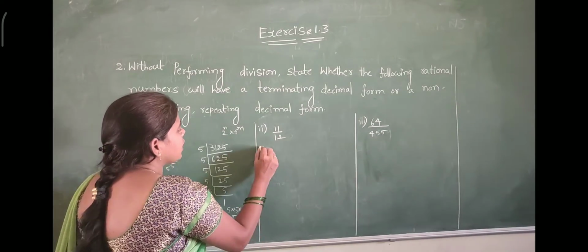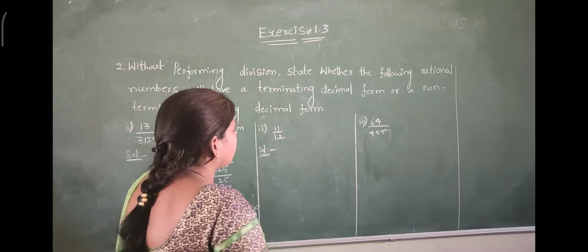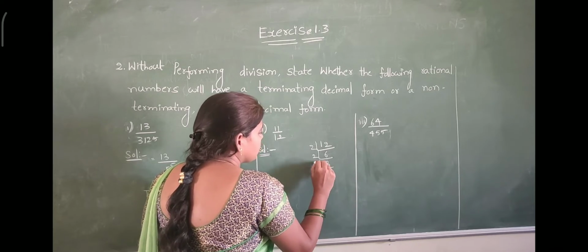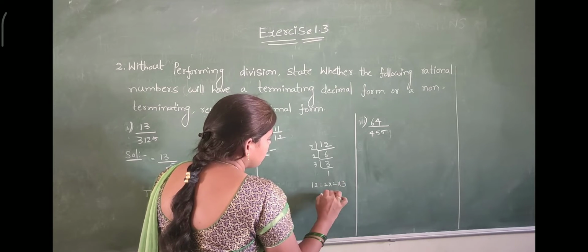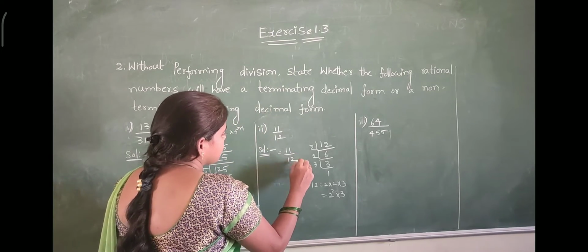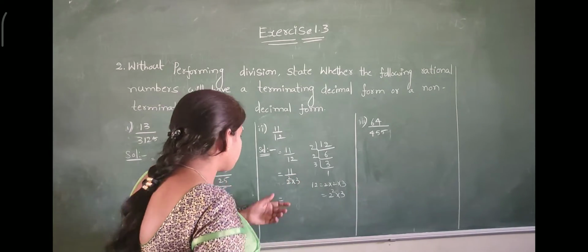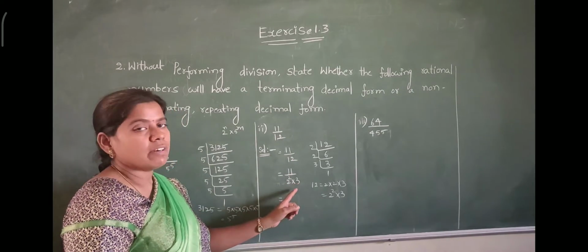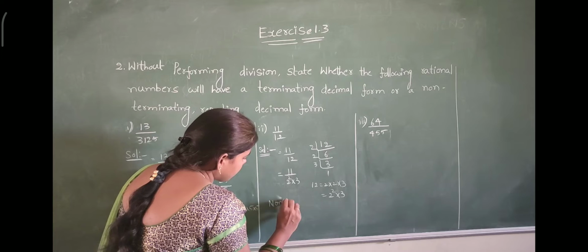11 by 12. Here also you have to write the prime factorization of 12. 2 sixes are 12, 2 threes are 6, 3 ones are 3. So, the prime factorization of 12 is 2 into 2 into 3, which can be written as 2 square into 3. So, 11 by 12 is equal to 11 by 2 square into 3. If you observe, the denominator of this rational number is not in the form of 2 to the power of n into 5 to the power of m. There exists 3. That's why this is non-terminating.